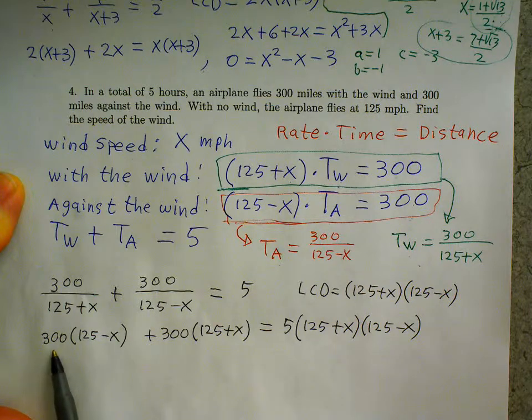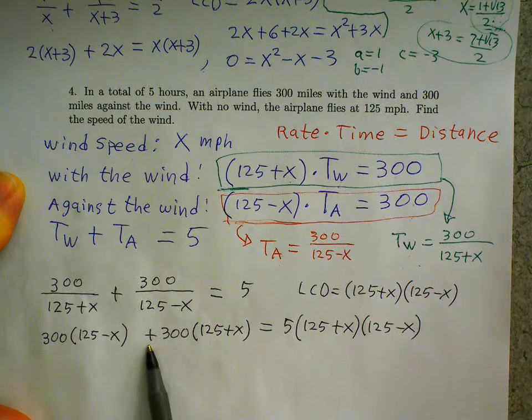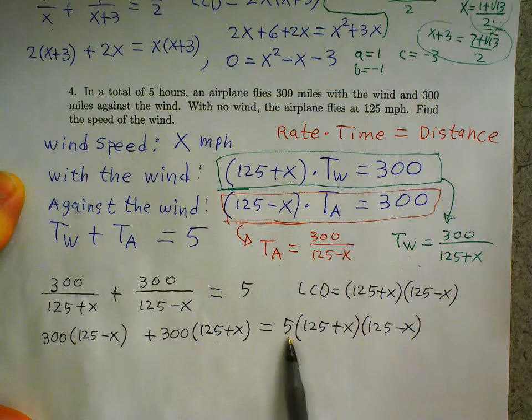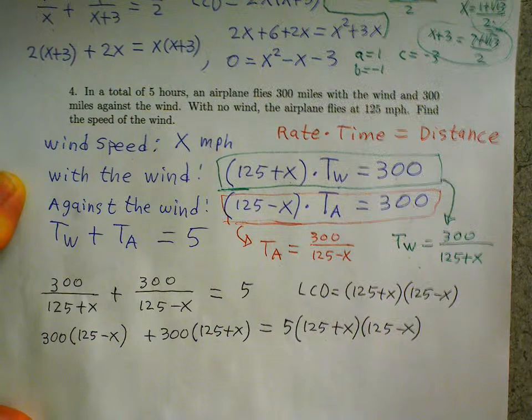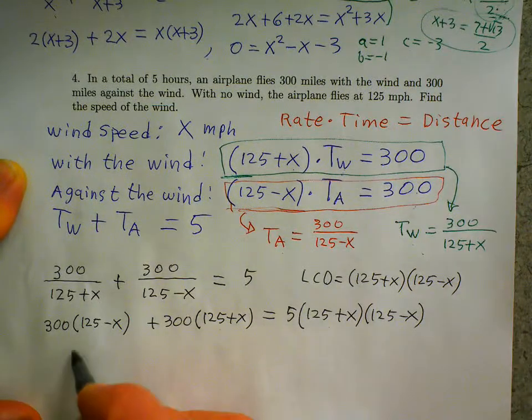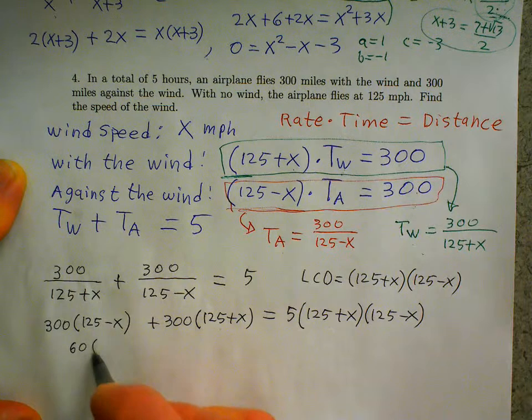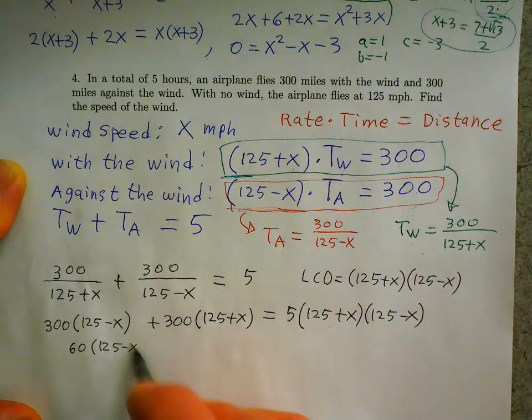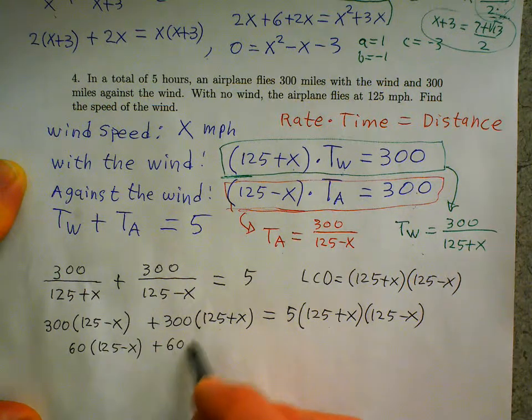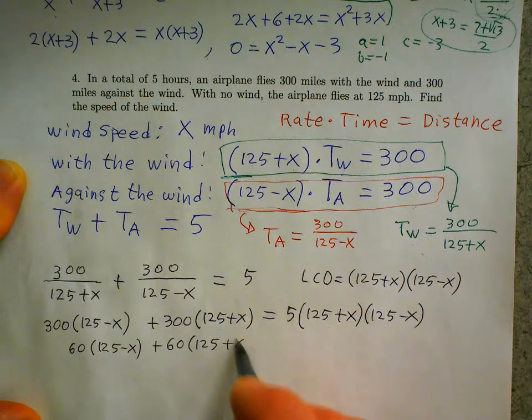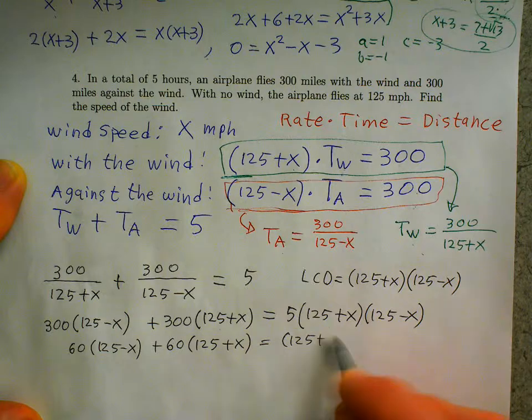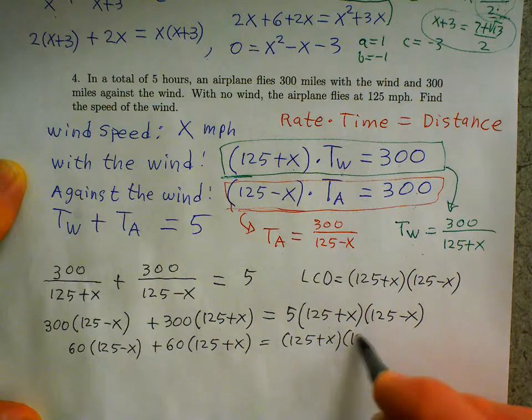Notice that 5 is a factor of 300 for 2 of those summands, and 5 is a factor on the right-hand side. So if we divide every term on both sides by 5, we'll get 60 times 125 minus x plus 60 times 125 plus x. And that's equal to 125 plus x times 125 minus x.